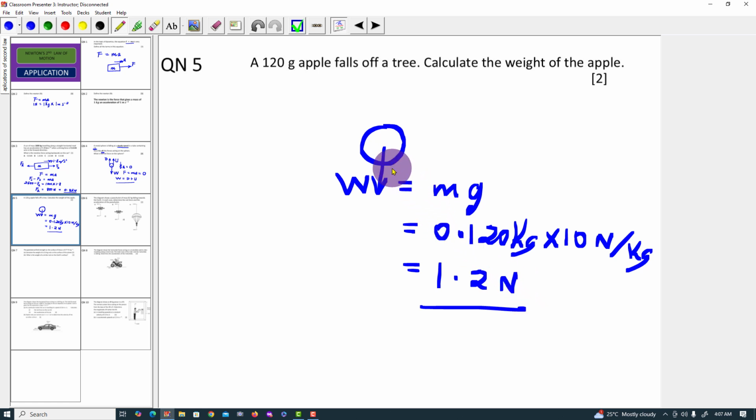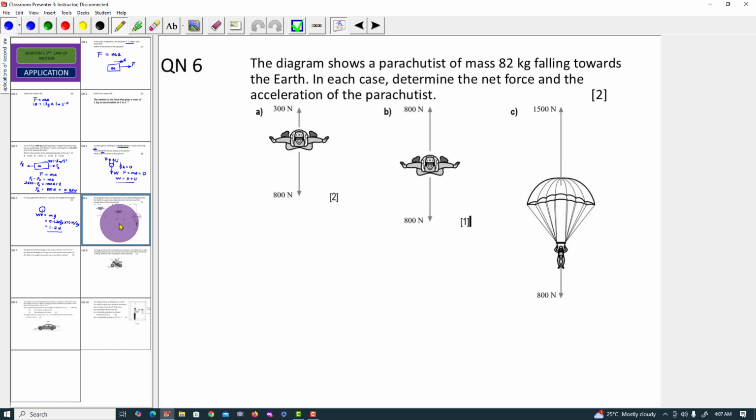Whether it is in motion, whether it is falling freely or stationary, close to the Earth's surface, its weight remains the same. Remember, that one is very important. Its weight is the same, whether it is falling freely or it is stationary, so long as it's close to the Earth's surface. Let's look at question number 6. In question number 6, we are given the diagram of a parachutist.